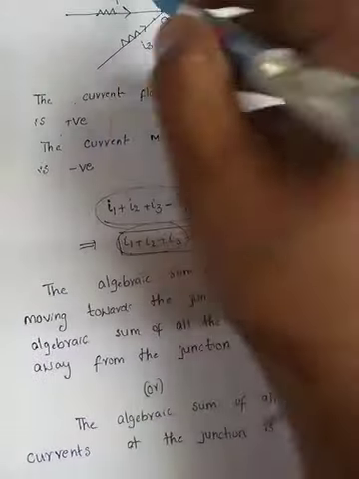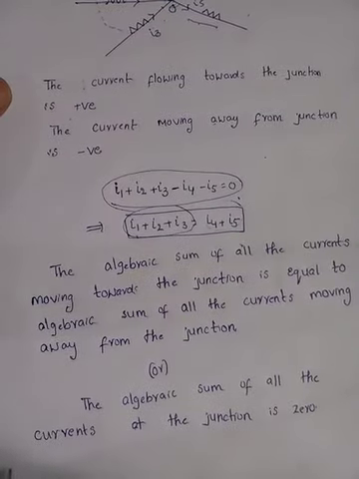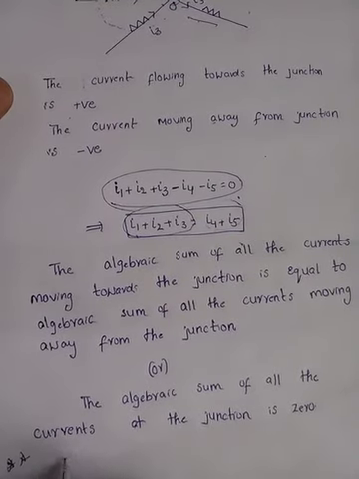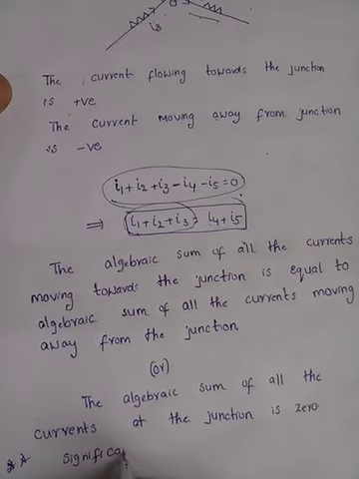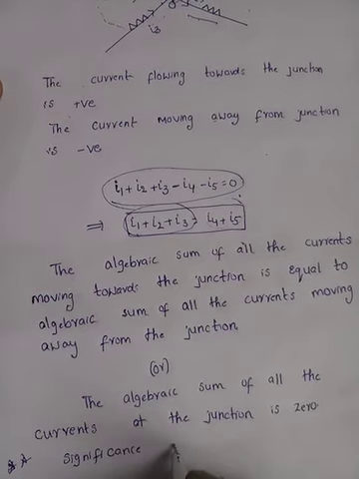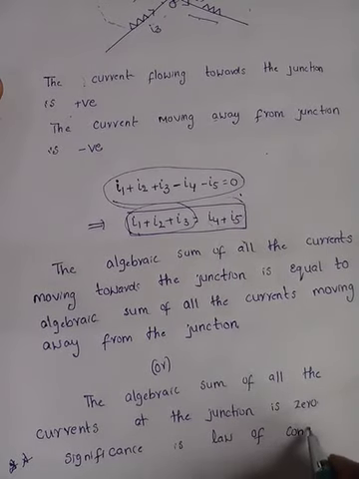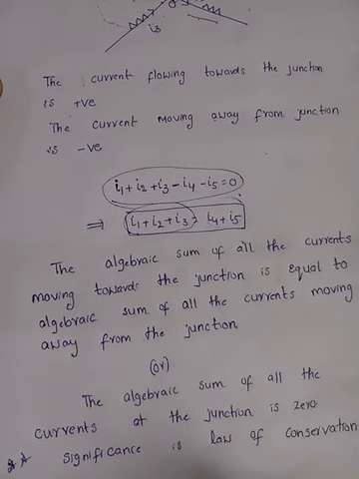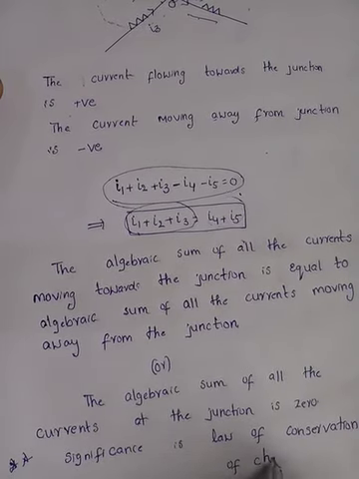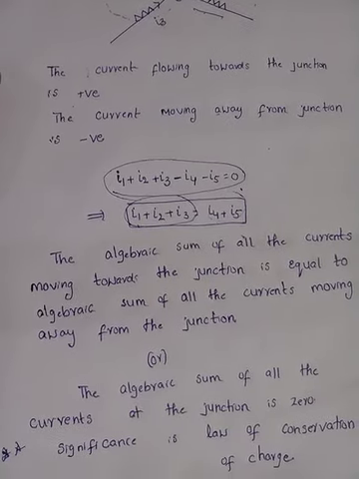Now, on which law is this based? See here, all the charges coming towards the junction combine and move away from the junction. So the significance, which is very important for 1 mark: on what basis is it explained? What is conserved here? The total charge is conserved. So it is the law of conservation of charge.